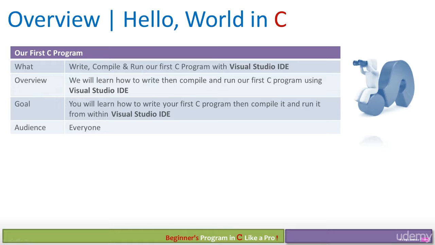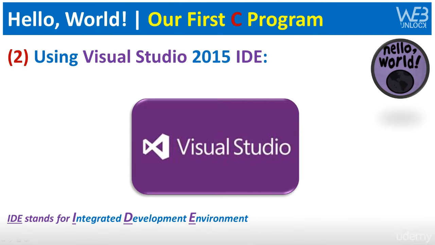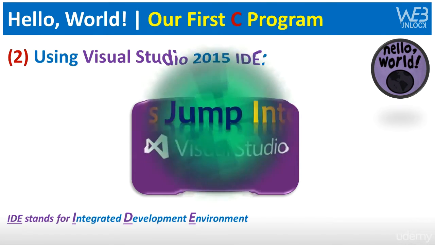In this lecture, we will learn how to write and compile our first C program using the Visual Studio IDE. You will learn how to write your first C program, then compile it and run it using the Visual Studio IDE. So let's get started. IDE stands for Integrated Development Environment, meaning that everything you need to write, compile, run, debug, and test your code can be done from within that same visual environment. So let's jump right into it.